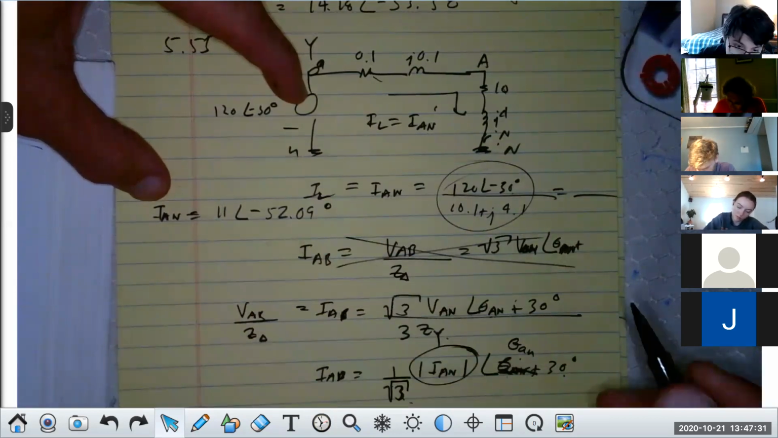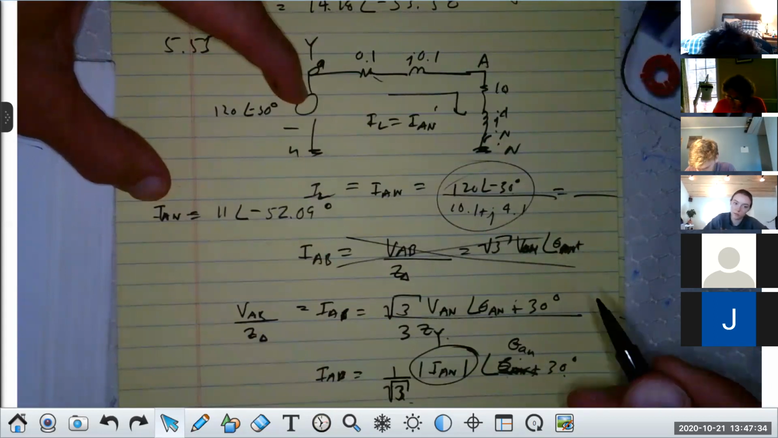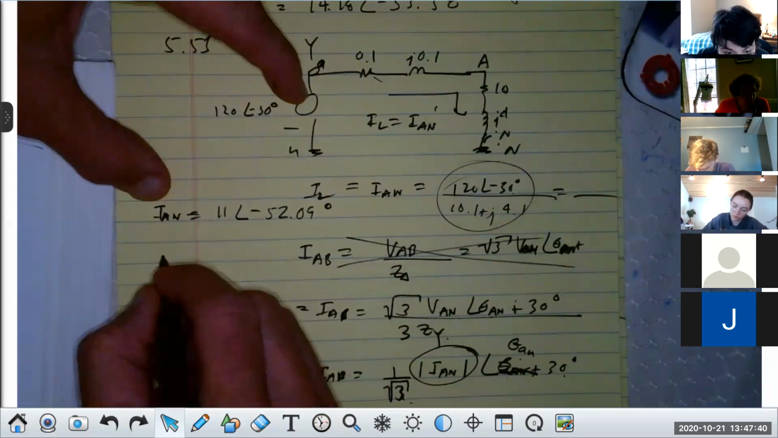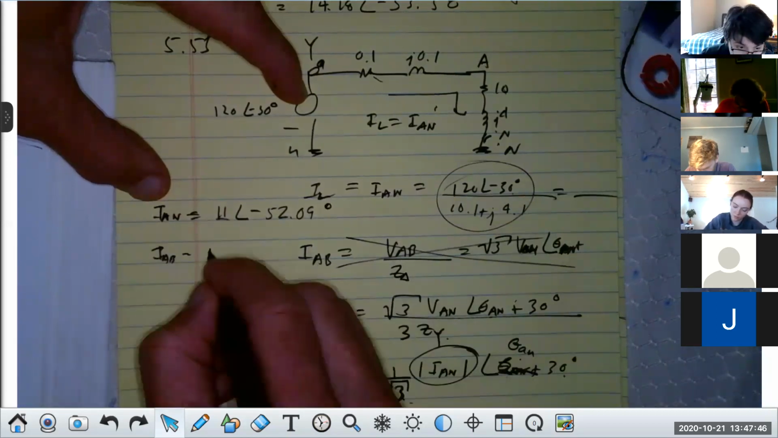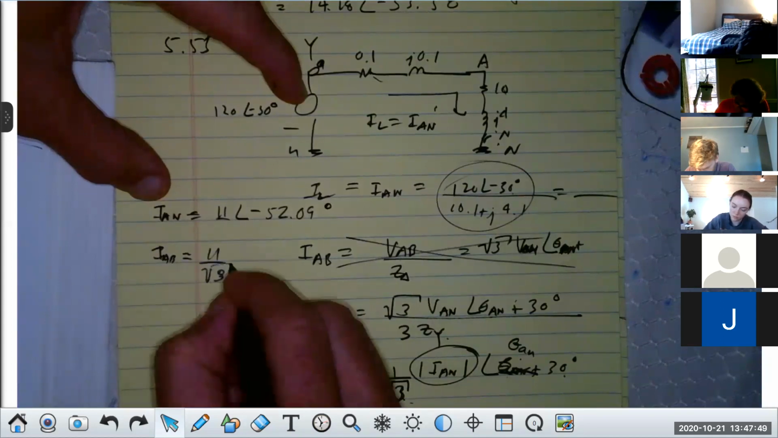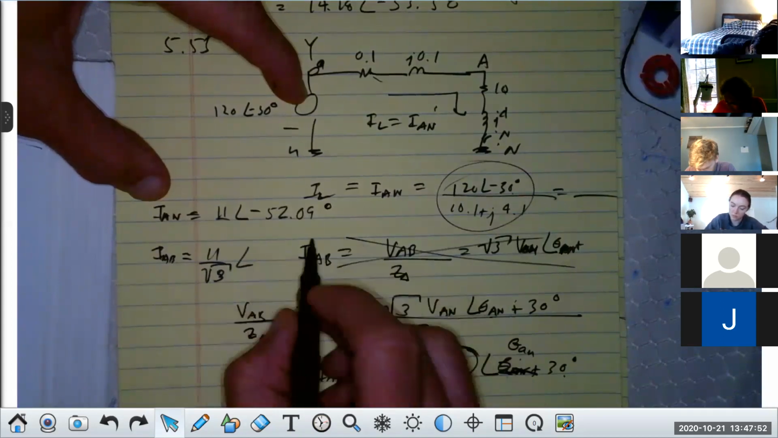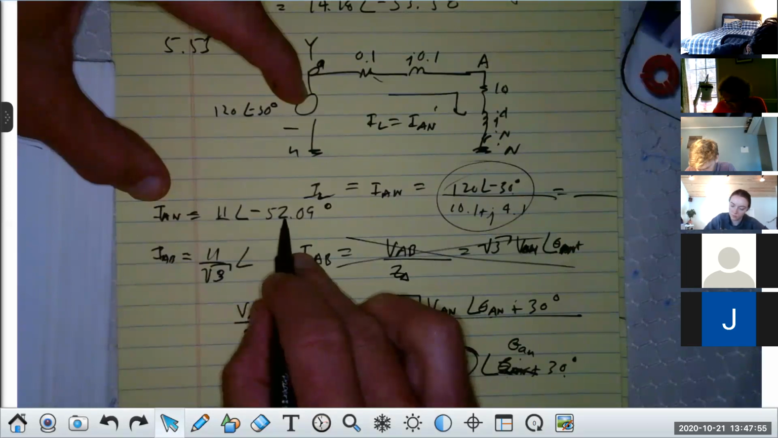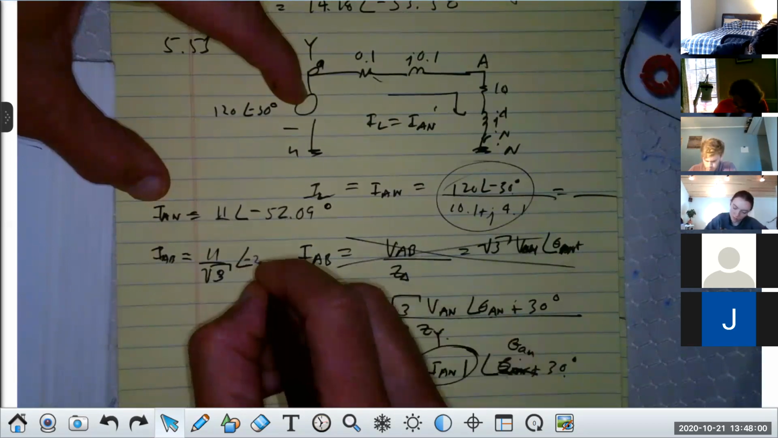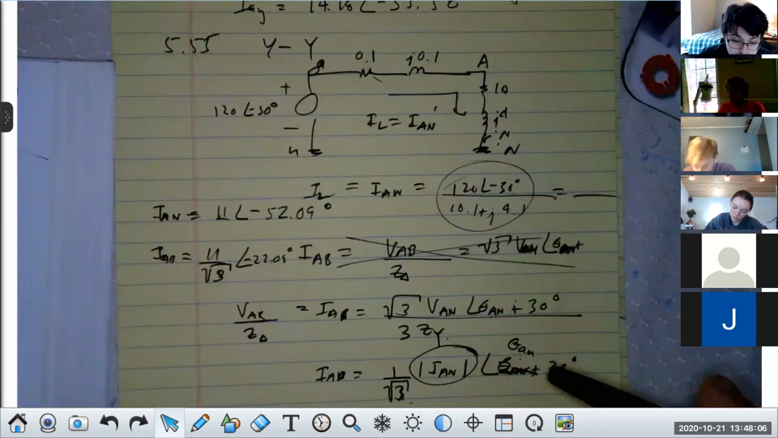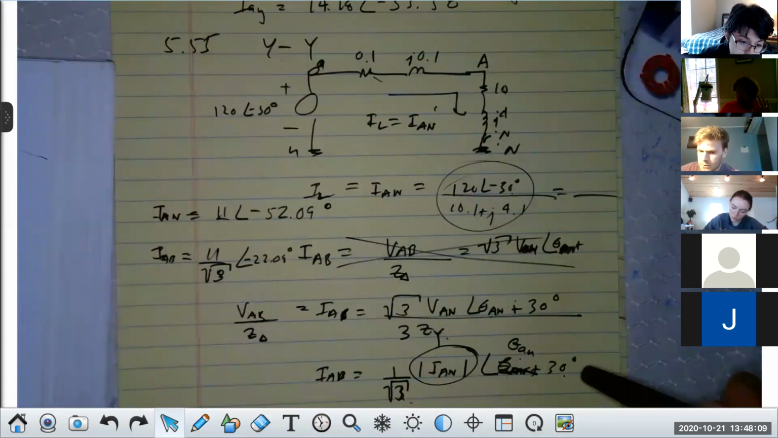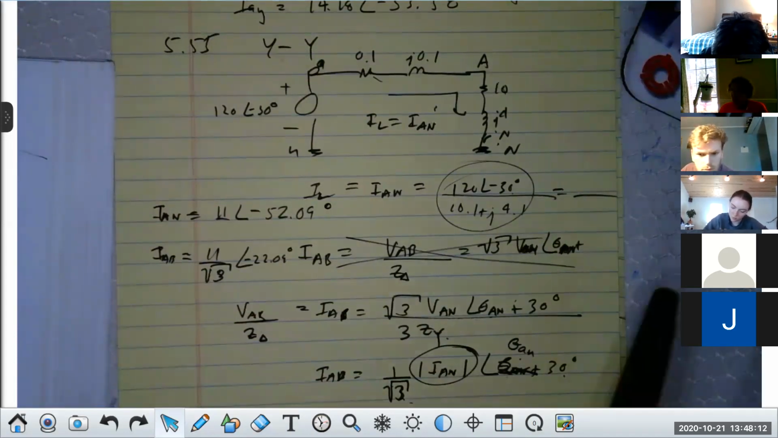Now that current right there is the current that would be in a Y connected source, but our source is delta. So to get IAB, I'll put it right here, IAB would be this divided by square root of 3. And then the angle, you would add 30 degrees to it. Now, if I add 30 to minus 52.09, I get minus 22.09 degrees, right? Y'all follow me down that? All right. You can check the answers later. That's the technique you use to do these.